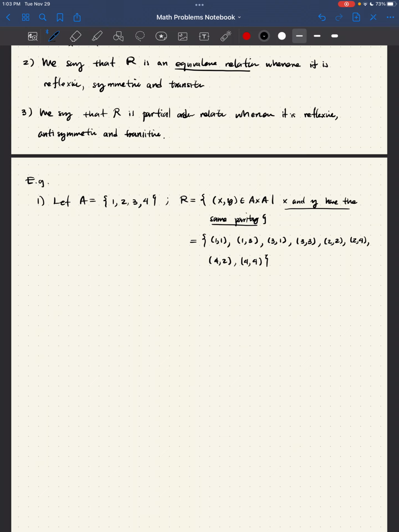Now, what we observe from this is that this relation is reflexive. Why? Because every member that we see here is related to itself: 1 is related to 1, 2 is related to 2, 3 with 3, 4 with 4. This relation is also symmetric. Why is this symmetric? Because whenever we observe that one thing is related to another, that other is related to the first thing. We see, for example, that 1 is related to 3, 3 is related to 1, and so on and so forth.